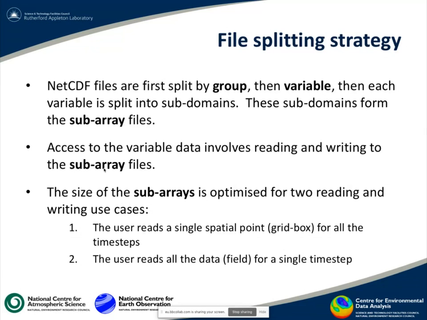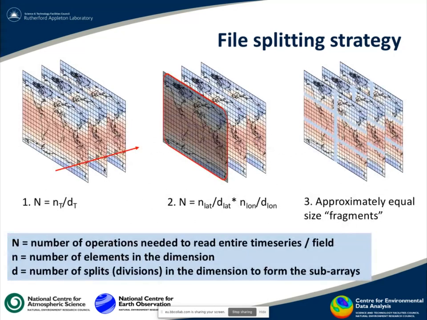And the array splitter optimizes them for two reading and writing use cases, and that's either the user reads a single spatial point, a grid box for all the time steps, or the user reads all the data, a field, for a single time step. So these are the two use cases. You read one grid point to get a time series, or you read the entire field data. And this is the number of operations needed to do each one.